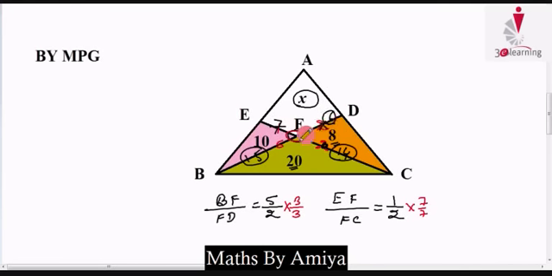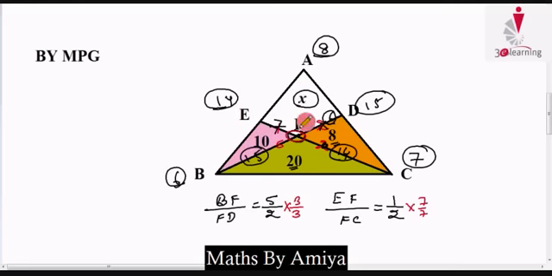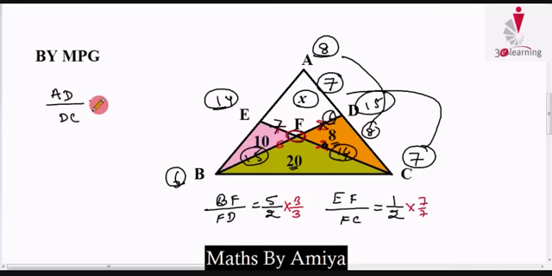Work on any two. Here what we can say, if we work on this, it is 7, so the weight at C should be 7. It is 14, so the weight at this should be 14. This is 15, so the weight at this should be 15. This one is 6, so the weight at this should be 6. If C is 7, D is 15, then A should be 8. And by cross again we can say the ratio of AD is 7, the ratio of DC is 8. So by MPG we can say AD upon DC is nothing but 7 by 8.